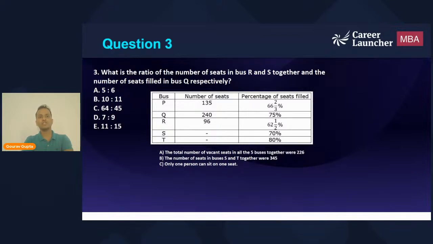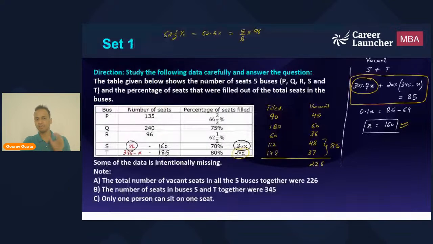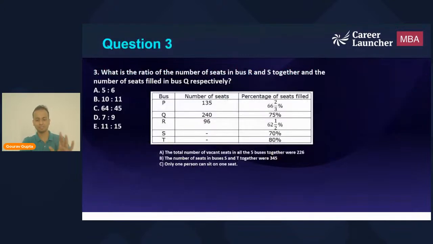What is the ratio of the number of seats in bus R and S together and the number of seats filled in bus Q respectively? Again, go back to the table, pick up the values and find out the answer.